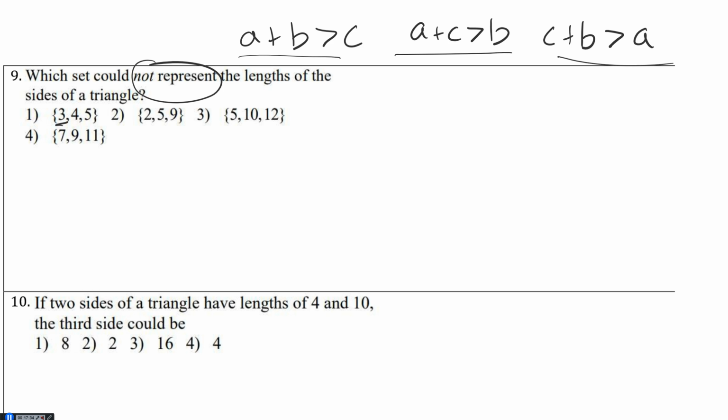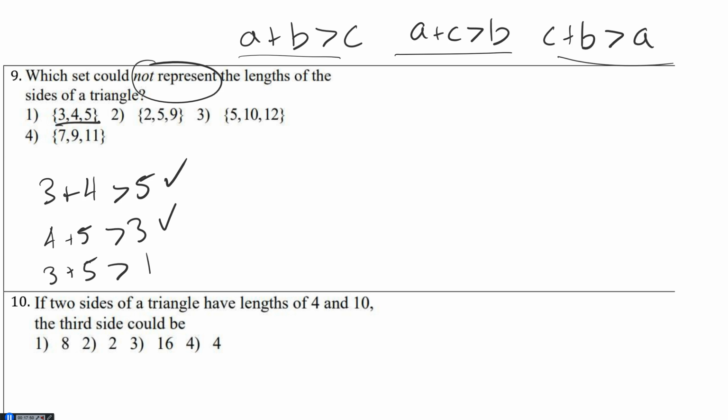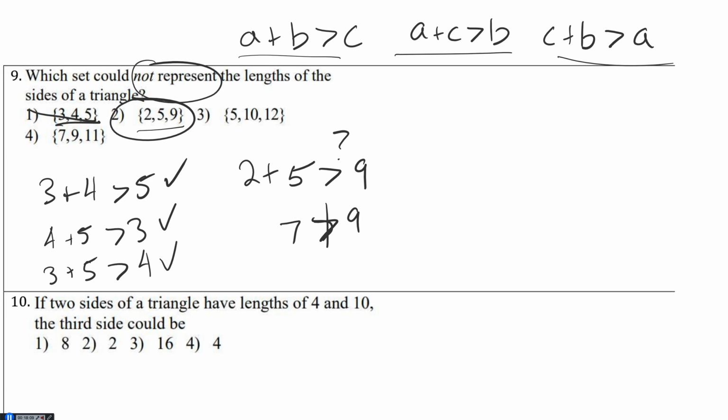So if I'm looking at something like number 1, for example, well, 3 plus 4, is that greater than 5? Yeah, 7 is greater than 5, that checks out. 4 plus 5 is greater than 3, that checks out as well. And 3 plus 5 is 8, which is indeed greater than 4. Okay, so that checks out. If we take a look at number 2, though, 2 plus 5, is that greater than 9? Well, 2 plus 5 is 7, and no, that is not greater than 9. So 2, 5, and 9 cannot possibly represent the lengths of a triangle.